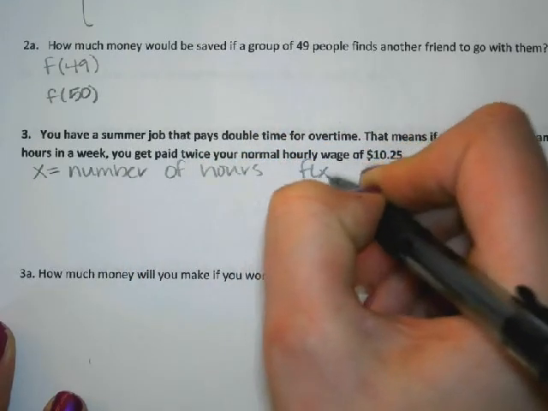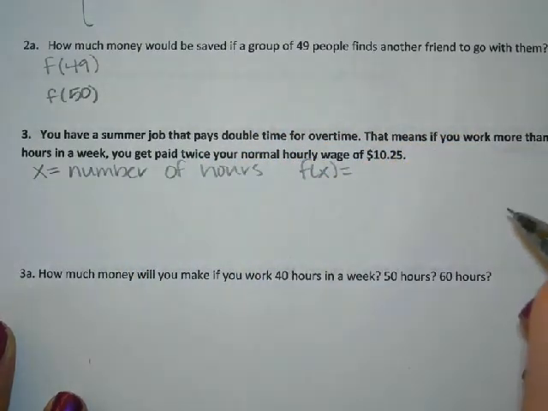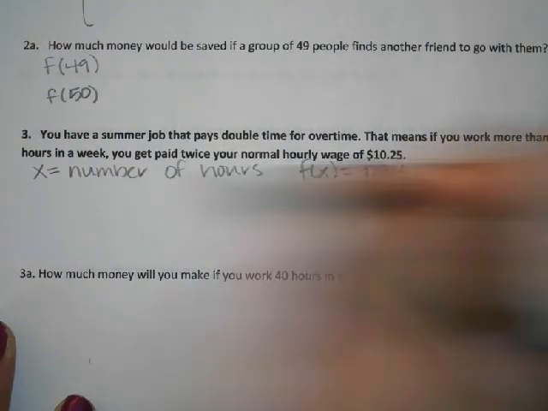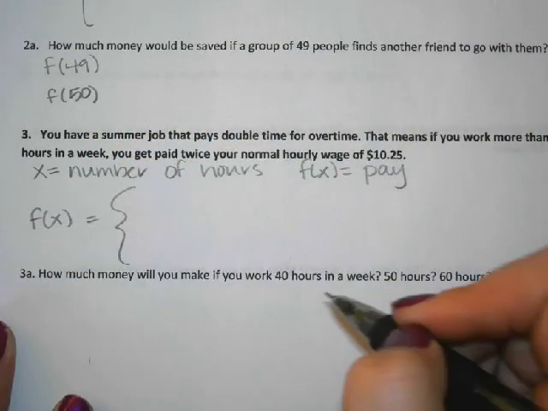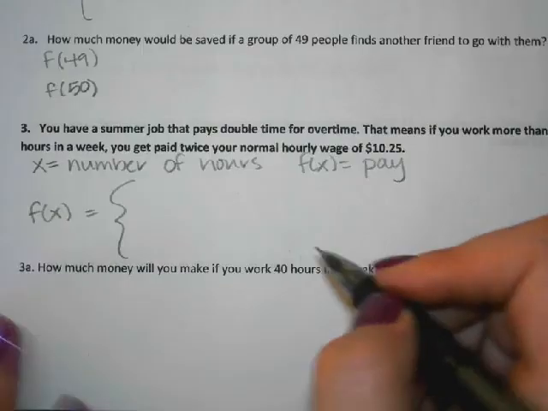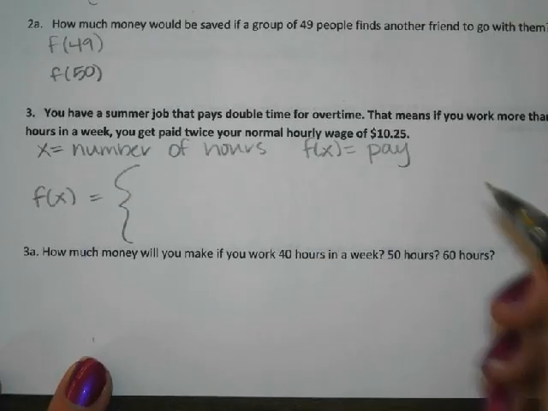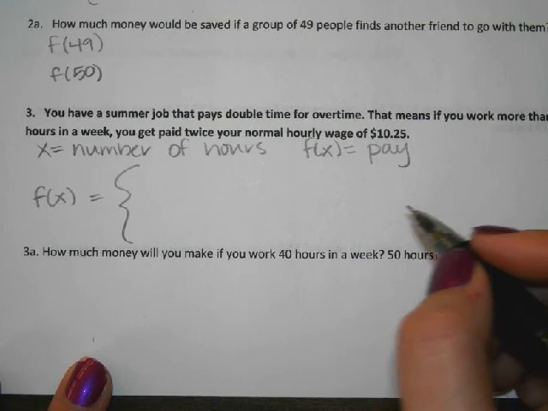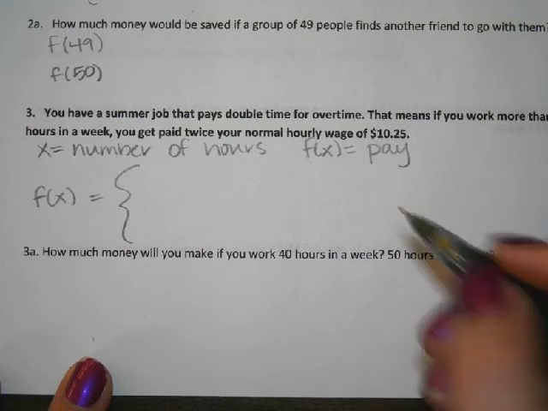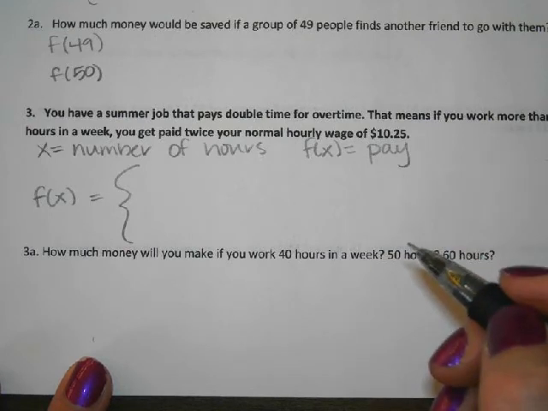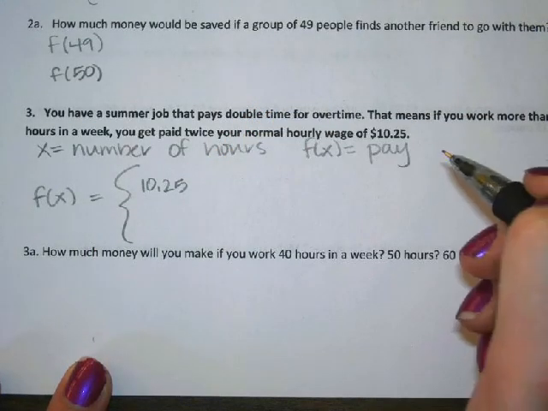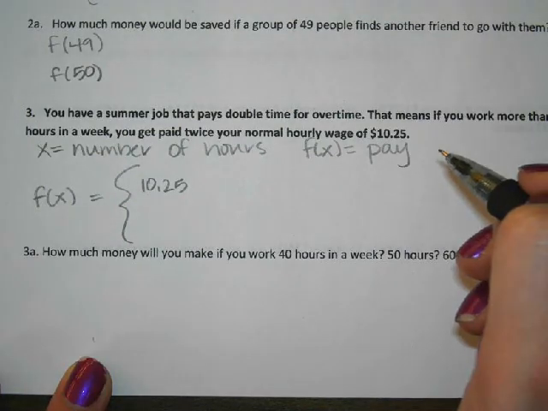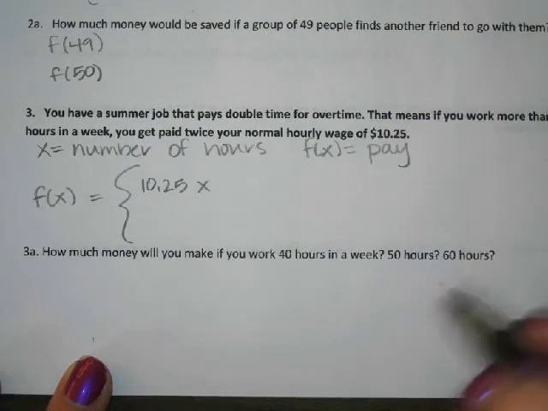And then f of x represents your pay, right? The money you get. Okay. So if you work a normal number of hours, you work less than 40 because your boss doesn't let you go over 40. Which is crazy. Which is pretty typical, right? They don't want to pay you as much. Then we're going to do 10.25 times X. And that's how you figure out your pay, right?